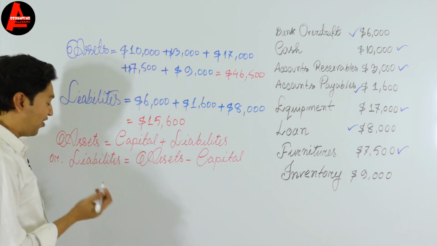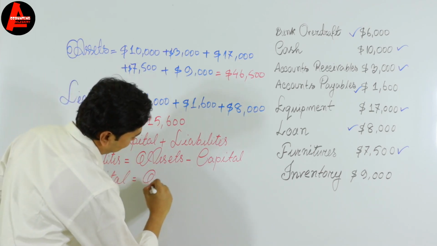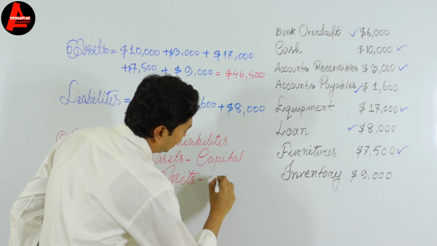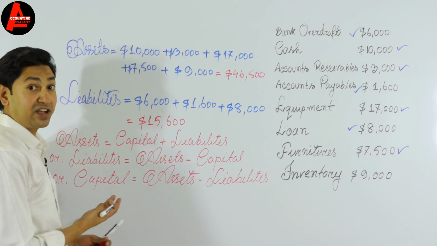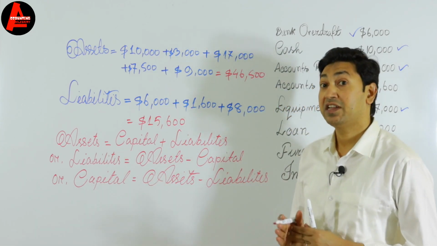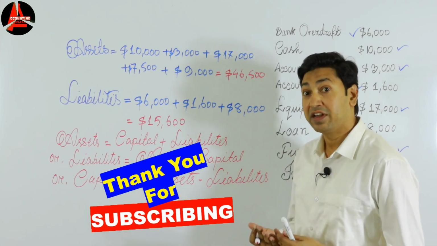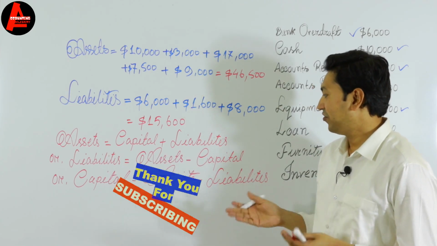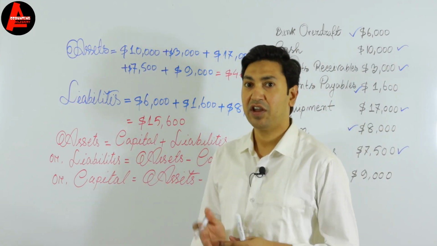Or we can say capital equal to what? Assets minus liabilities. So this is our accounting equation. So don't forget this equation is very important. Whenever you have a question like calculate capital or calculate asset or calculate liability, in this case you must know this accounting equation. If you know this equation, it will be very easy for you to find out asset, liability or capital, whatever.